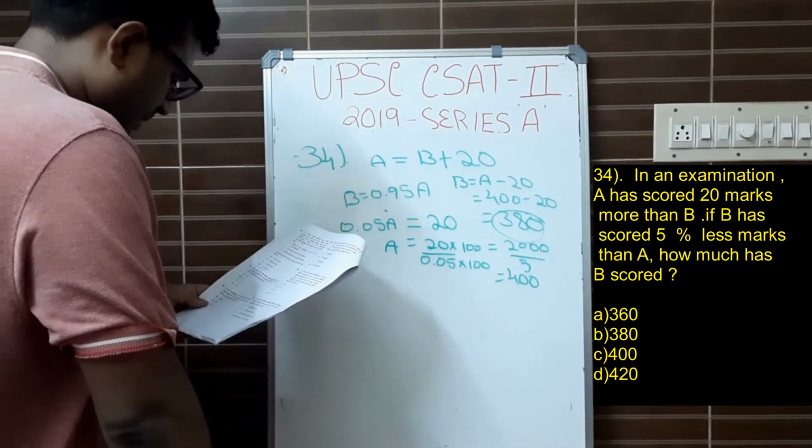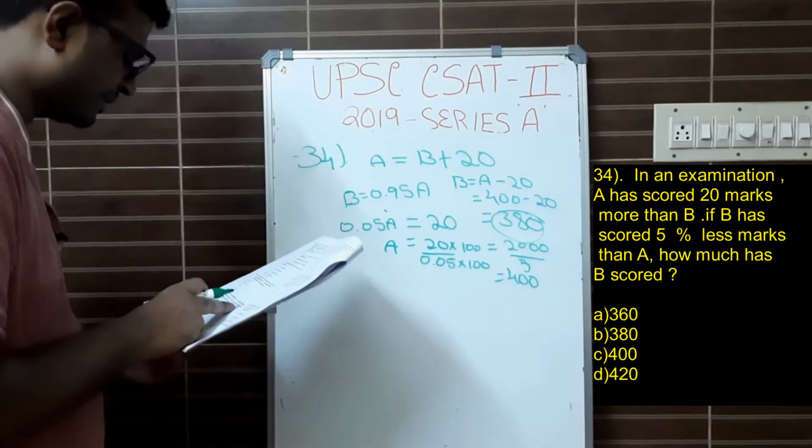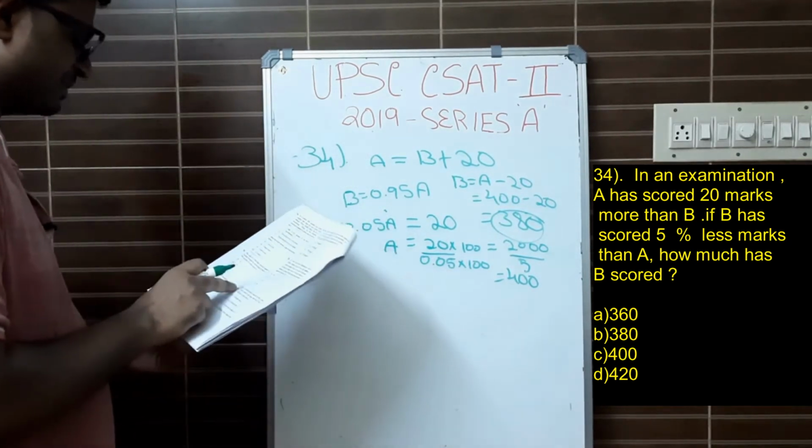See, you have to be able to match this in your mind very quickly. B has scored 5% less marks than A.